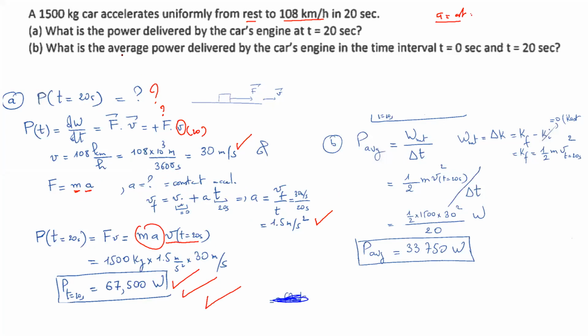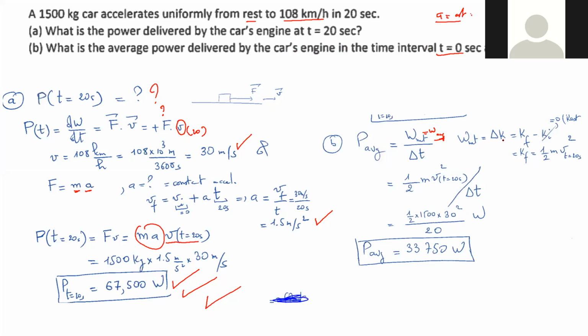Now the second question is, what is the average power delivered by the car engine for a time interval t equals 0 to t equal 20 seconds? So average power is net work divided by time interval. By net work, I mean the work of the engine here, because the rest of the forces will have 0 work.